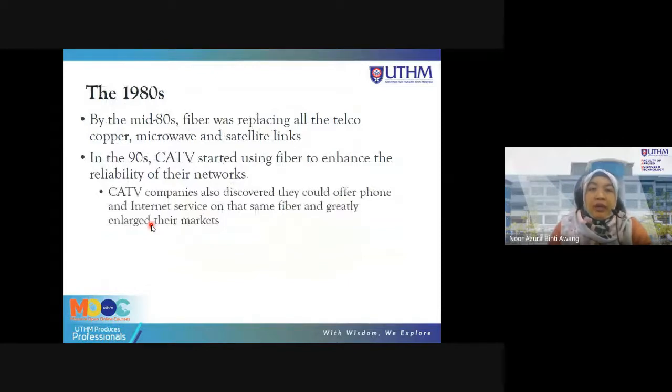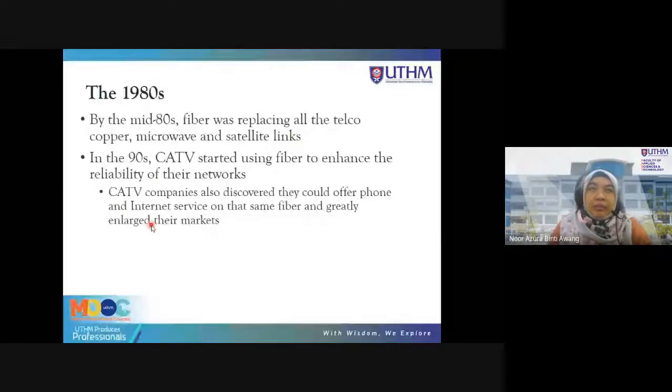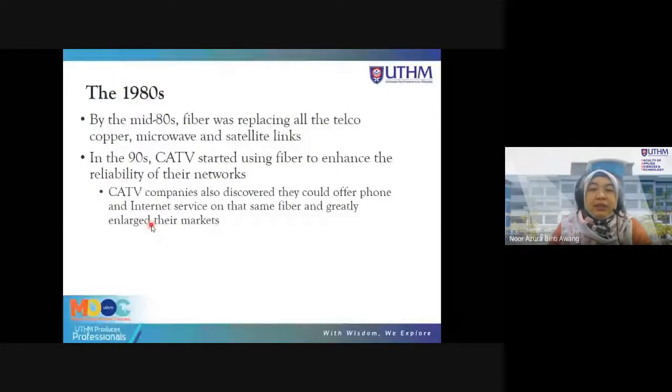Why would fiber replace the telco copper? Because telco copper has many disadvantages compared to the fiber optic. Fiber optic has a few advantages that can replace the copper. In the 1990s, CATV started using fiber to enhance the reliability of their network. CATV companies also discovered they could offer phone and internet service on the same fiber and greatly enlarge their market.